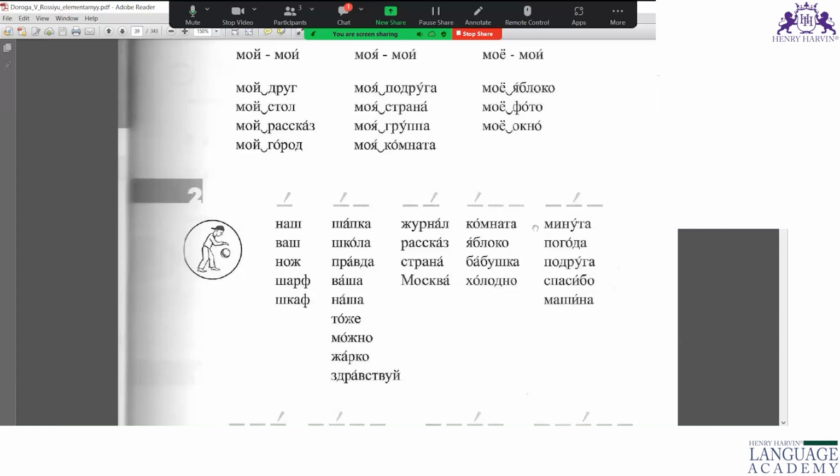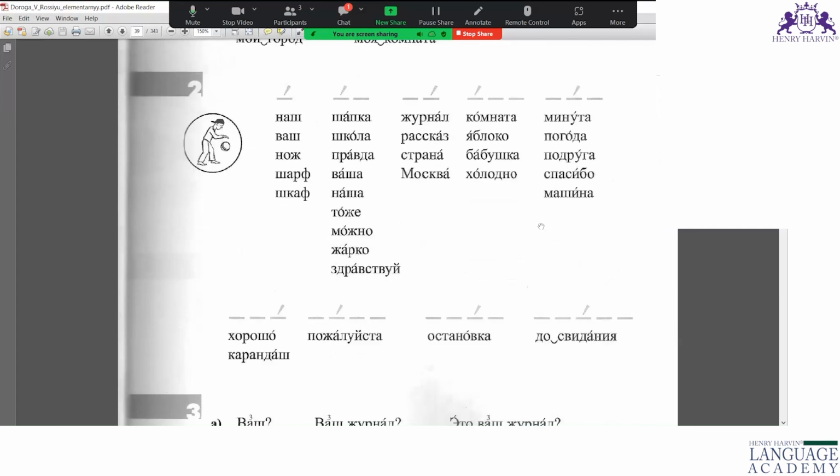Okay, I will translate a little bit more today to help Dipesh to understand what's happening. Padmapriya? Минуту, погода, подруга, спасибо, машина. Okay, which one is weather here? Погода, да, погода. Okay, so минута is minute.